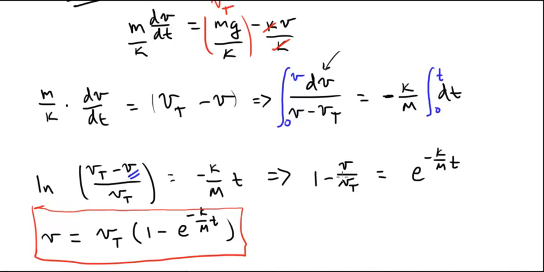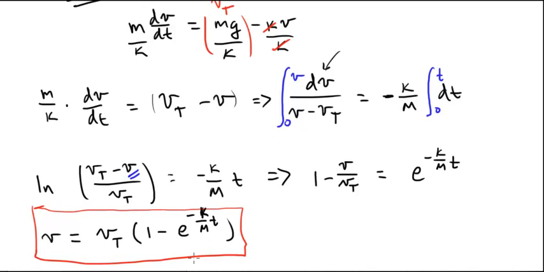Hopefully you followed that algebra, okay? And this is a k here, negative k. Didn't mean to cut that off, negative k. And this whole thing is the exponent, right? E to the negative k over m times t.